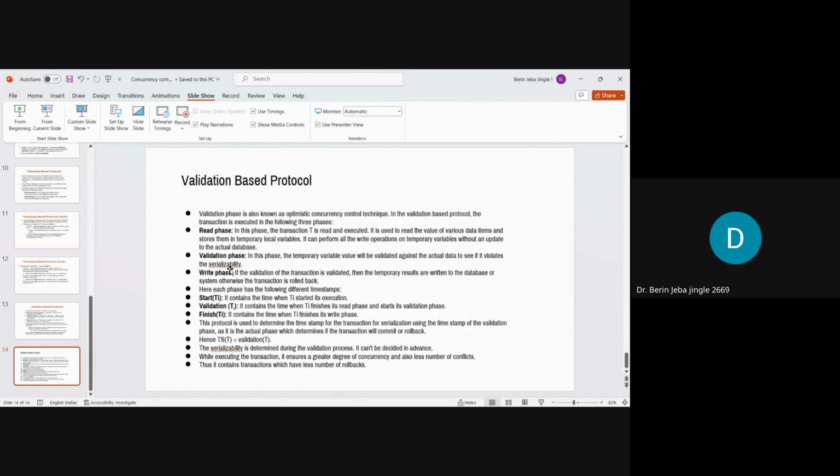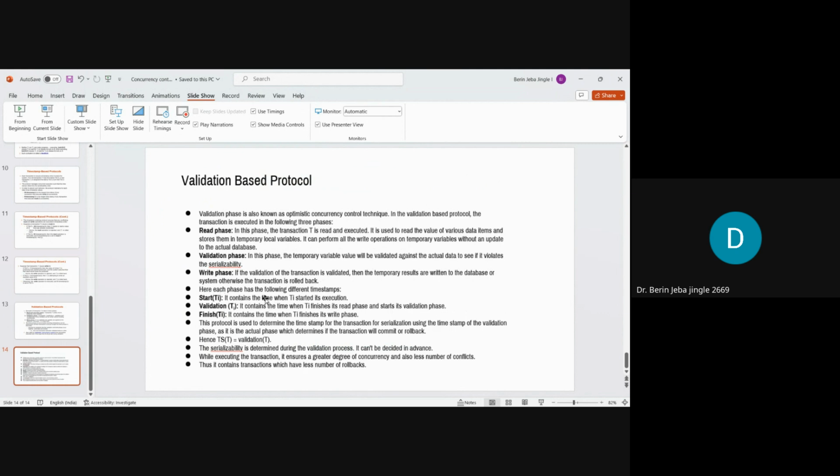So what is the validation phase? Once we are storing the data items in temporary local variables, we have to check whether it affects or violates the serializability, the actual data serializability. After the validation phase, if it is validated, the write operation is performed and it is permanently updated in the database, or the system will do a rollback of the transaction.